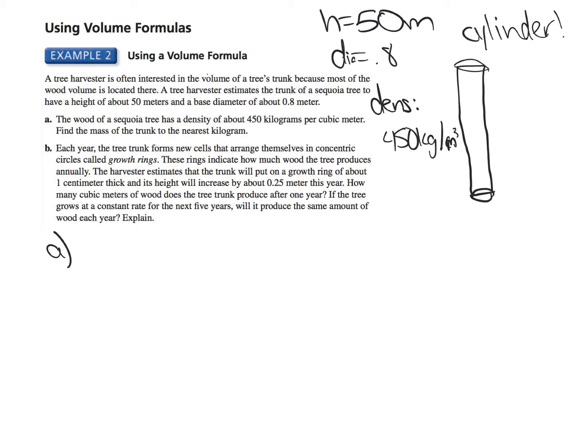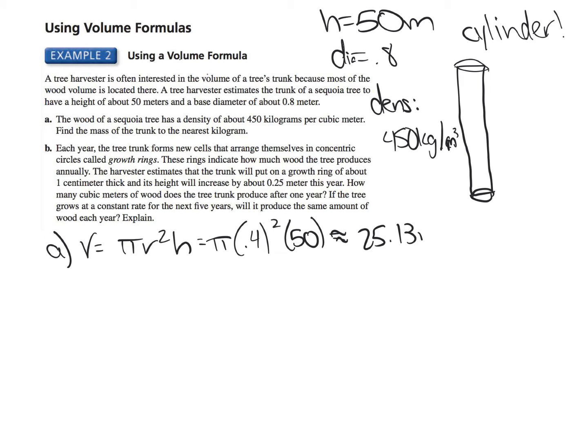I'm going to work down here on the bottom. So the volume of a cylinder is pi r squared times h. When you fill in the pieces, you'll get pi times 0.4 squared, which is 0.16, times 50, which gives you approximately, rounded to the nearest hundredth, 25.13 meters cubed. Now, that is the volume.